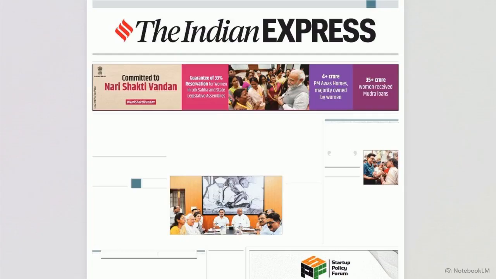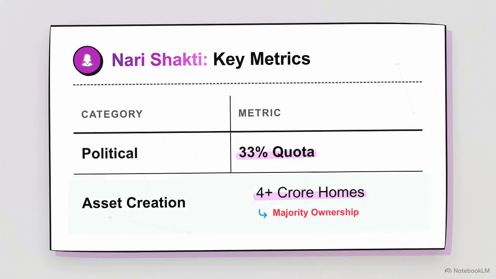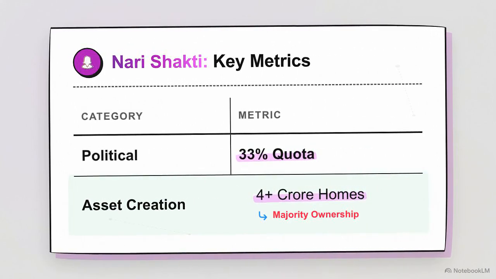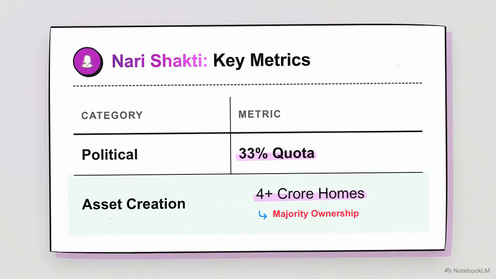Scan right. The purple panel gives us our housing figure, over 4 crore PM Awas homes. Pay attention to the qualifier here, majority owned by women. Add row 2. Under asset creation, log 4+ crore homes with majority ownership as the key qualifier. This detail connects physical infrastructure directly to the legal and economic empowerment of women.